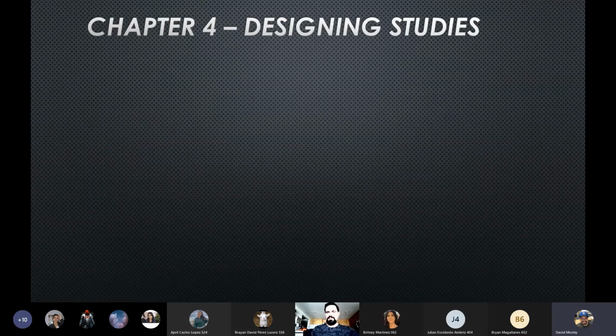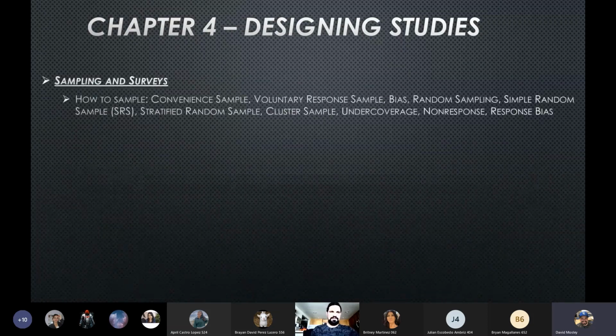We started with Chapter 4, beginning of semester 1, which was designing studies. We talked about sampling and surveys. We want to know how to sample. There's different ways we can do this. We can do a convenience sample, voluntary response sample. Both of those usually result in some sort of bias. Even better would be doing random sampling, which we have a simple random sample, which we refer to lovingly as the SRS. And we have a stratified random sample, cluster sample, as other types of random sampling. We always need to consider types of bias, which could be undercoverage, non-response, or other types of response bias, such as question wording, for example.